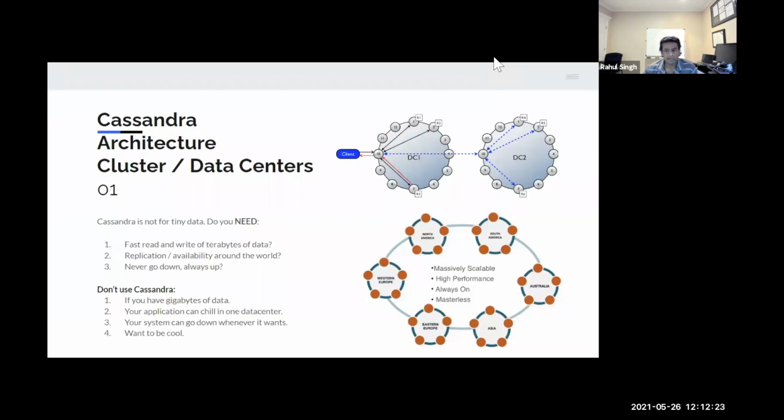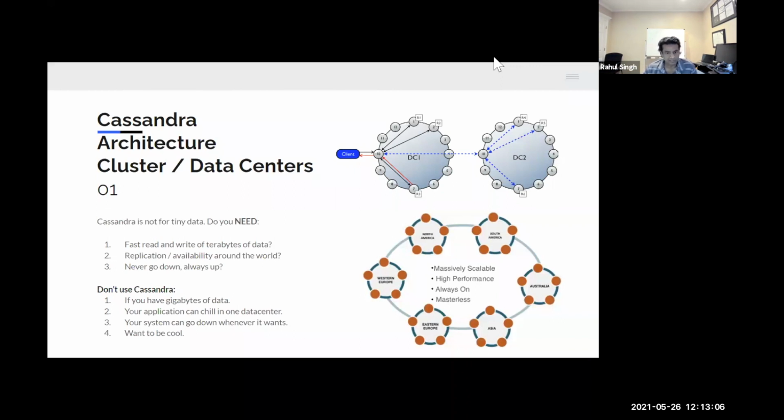You've seen this slide probably a million times, but it packs a punch, so we're going to use it again. Cassandra is not for tiny data. If you need fast reads and writes of terabytes of data, yes, okay, cool, we continue using Cassandra. Do you need replication and availability around the world? If not, then maybe you don't need Cassandra, but we can talk about it if you want a multi-workload setup. That replication and availability, while some other workload is happening, isn't really availability around the world, but availability even when other operations are happening on that data. We'll talk about that in a second. And does a database never have to go down? If so, then Cassandra is probably the right one, if you do it right.